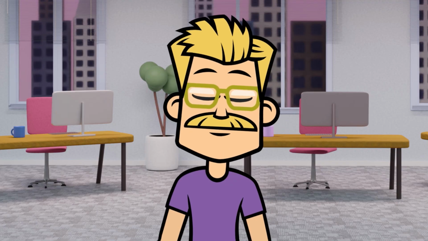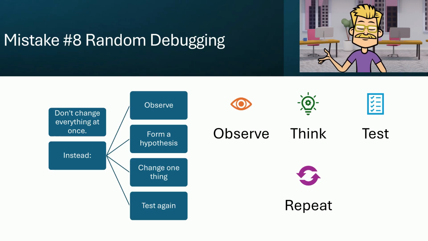Mistake number 8, not debugging systematically. When a program fails, beginners often change many things at once. Then they have no idea which change fixed the issue. A better strategy is systematic debugging. Change one thing. Test. Observe results. Repeat. Think like a detective. Gather evidence. Form hypotheses. Test them. Good debugging is a structured investigation process.